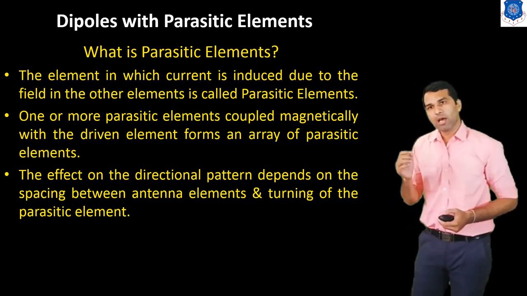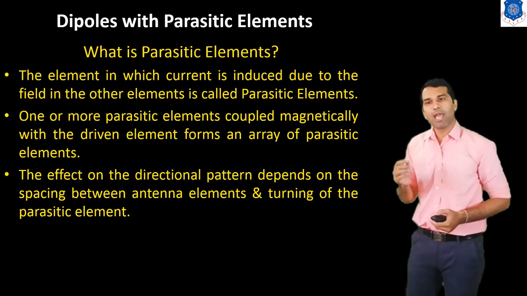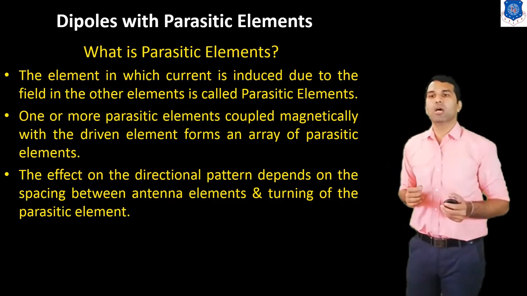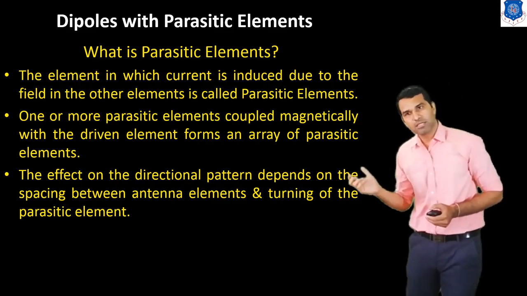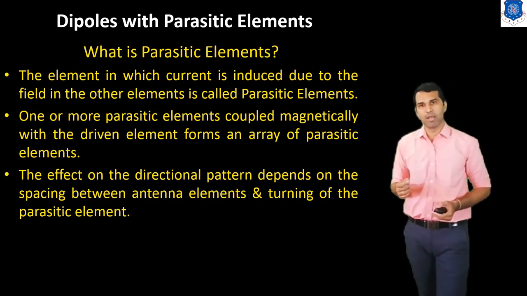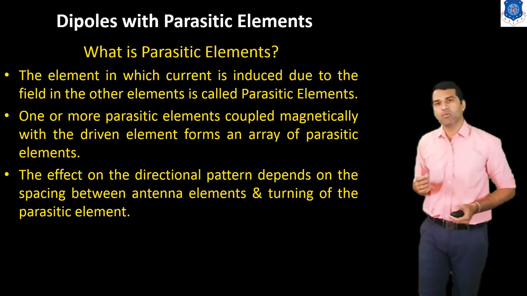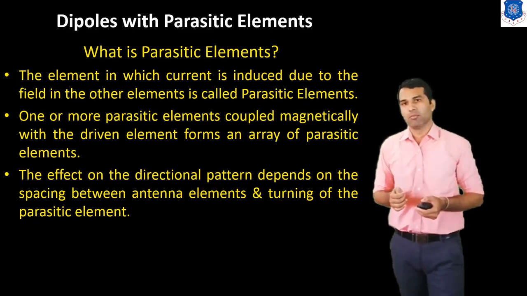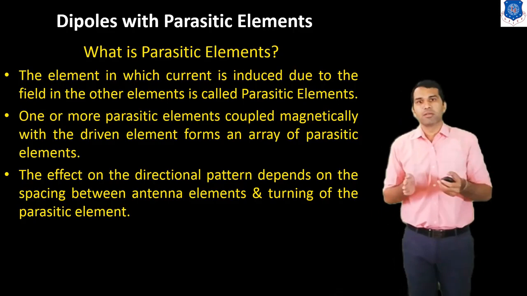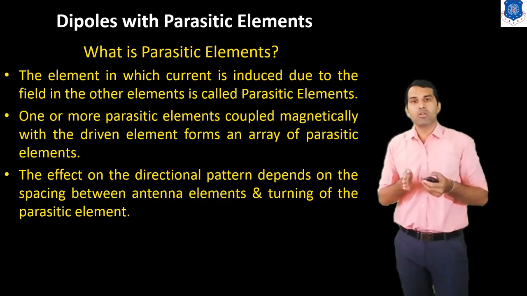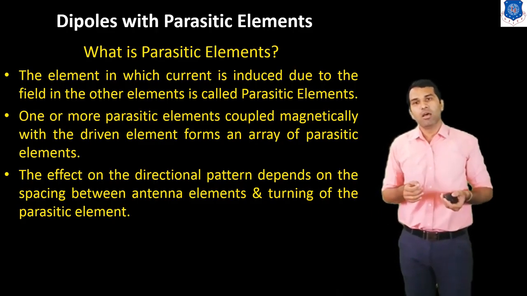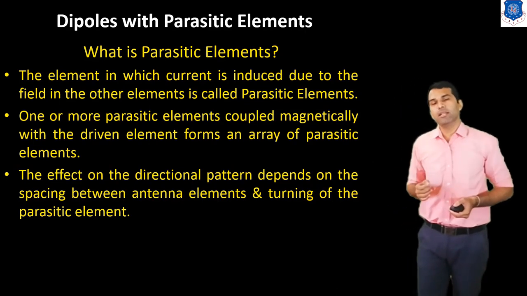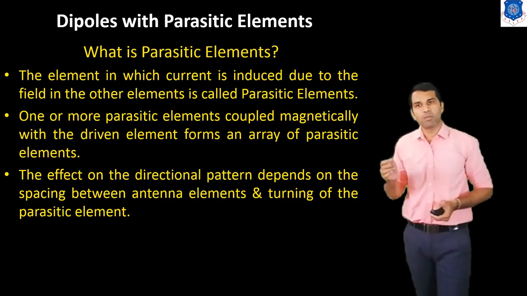So the parasitic element is the element in which the current is induced due to the field in the other elements. We have seen in the Yagi-Uda antenna, we give the current in the driven element, but due to that current, a current is also induced in the parasitic element, that means in the director. So the Yagi-Uda antenna is the best example of the parasitic element.